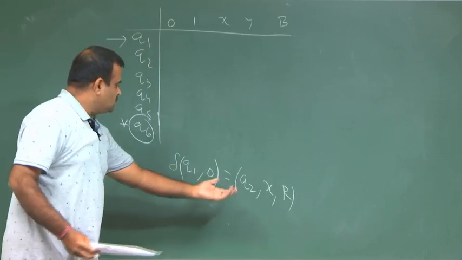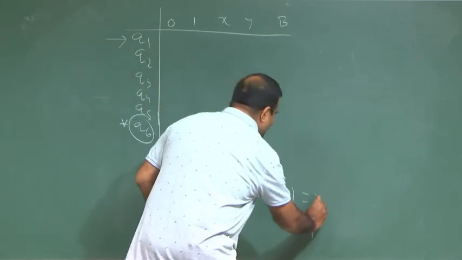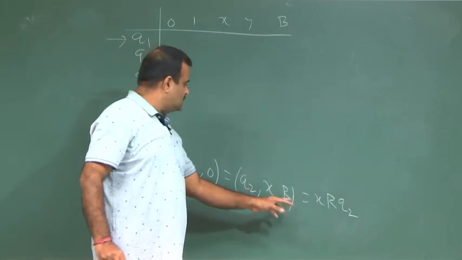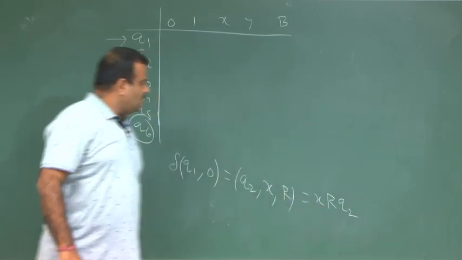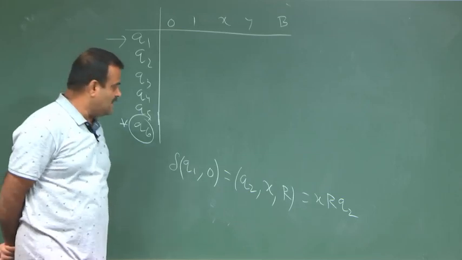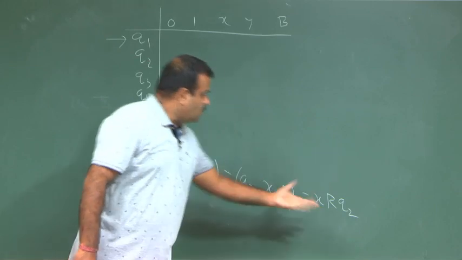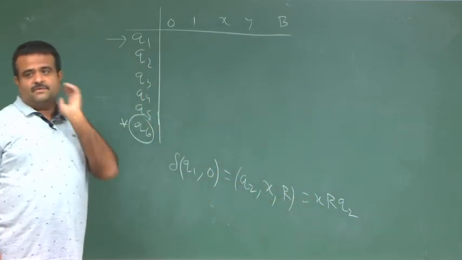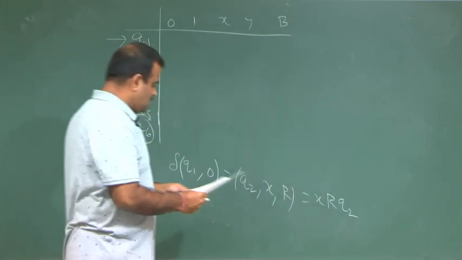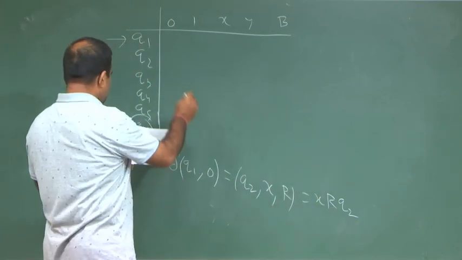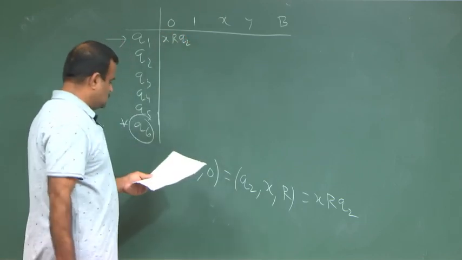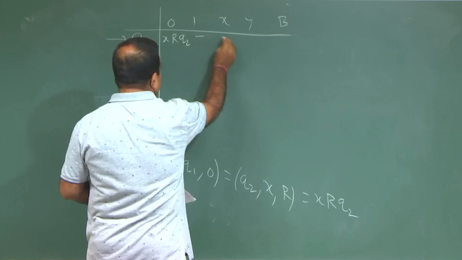So, in some books this is written in this form: x r q2. I mean the other way around. This is the symbol we are going to write, we are going to replace the tape symbol, and this is the direction to move the tape head, left or right, and this is the new state. So, this is another way to write that.